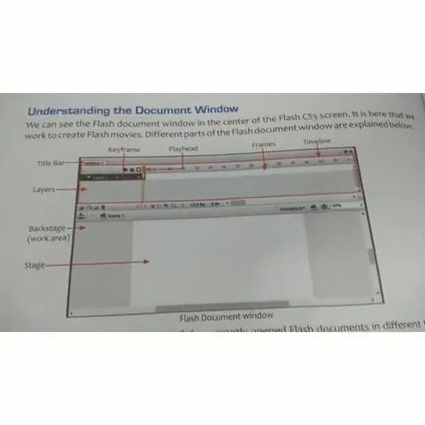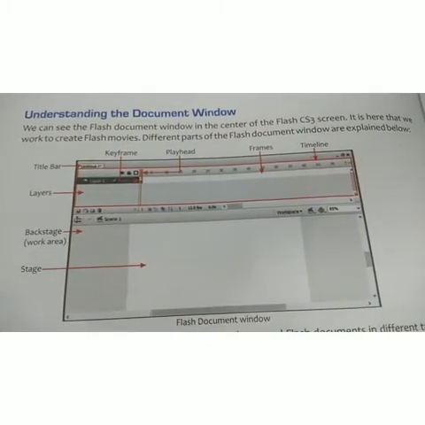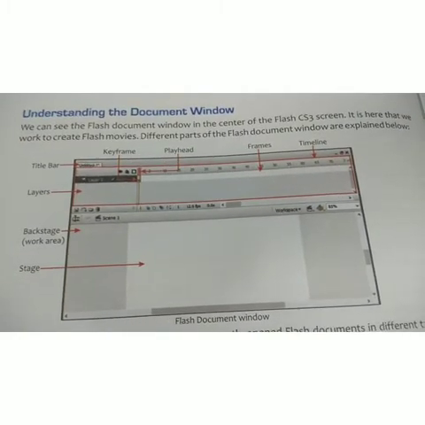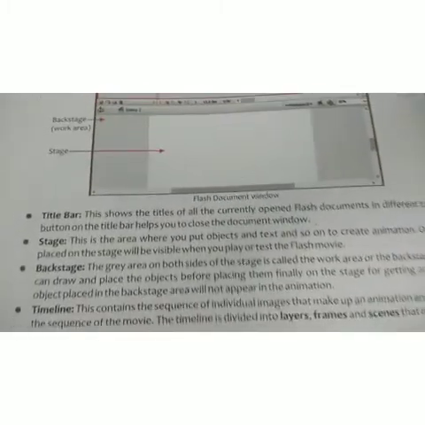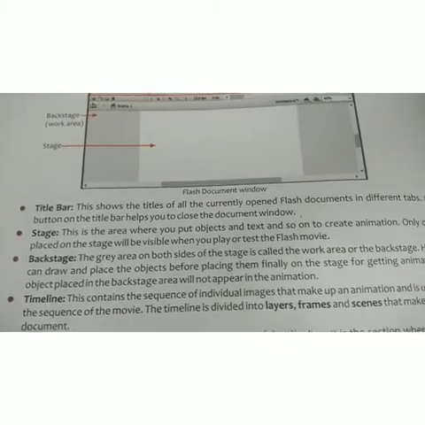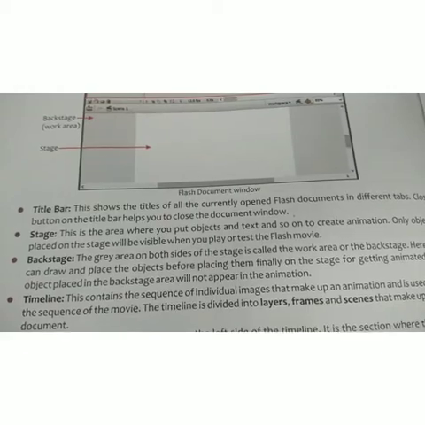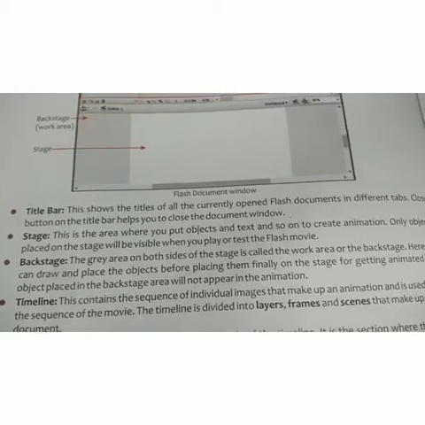So now look at the Flash document window: keyframe, playhead, frames, timeline, title bar, layers, backstage, work area, stage. Okay. Now title bar. This shows the title of all the currently opened Flash documents in different tabs. The close button on the title bar helps to close the document window.